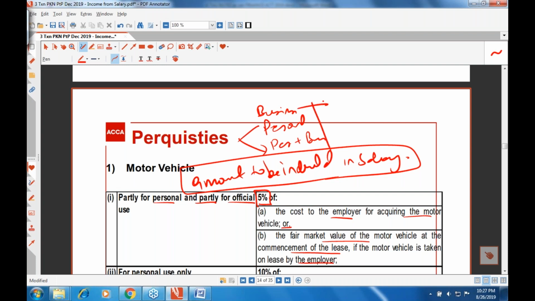If you are being given a motor vehicle for the purposes of using it in the business, then the amount to be included in the salary is 0%. It's completely exempt because you're using that motor vehicle for business use. Number two, if it's given to you for personal purposes, then 10% of its cost will be included in your salary every year.